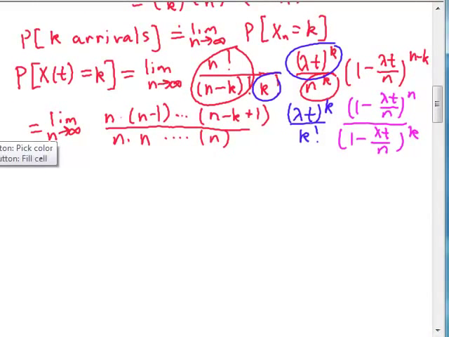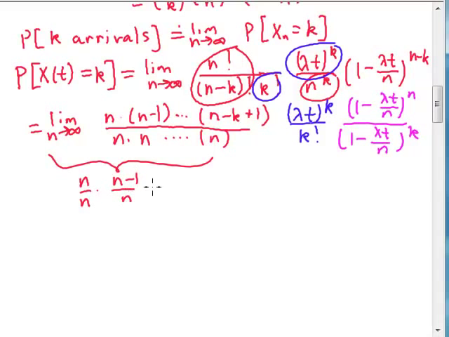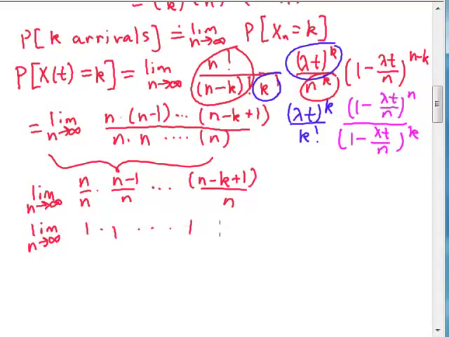Well, what are the limits of these individual terms? This one is n over n times n minus 1 over n, multiplied all the way down to n minus k plus 1 over n. This limit, well, the first term is always 1. The second term is pretty close to 1, and as n goes to infinity, this is also going to be 1. The difference in the numerator doesn't matter anymore because this is constant and n is going to infinity. So this becomes the limit as n goes to infinity of 1 times all the way up to 1, and I just get 1.